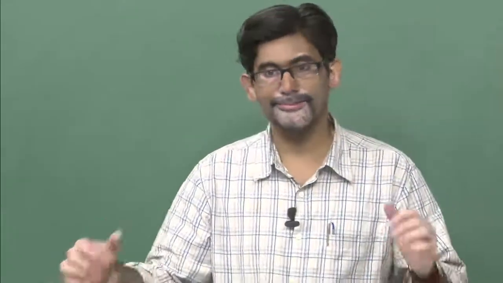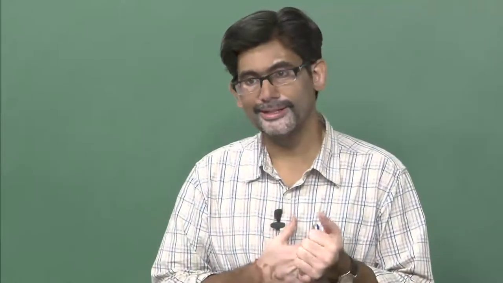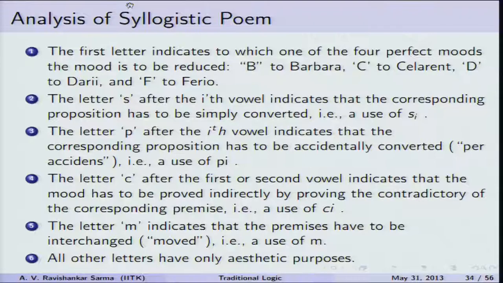It is like the reductio ad absurdum method. If you are asked to prove something, first you take the negation of the conclusion and then show that some contradiction arises out of it. If the contradiction arises, then the negation of the conclusion is false, that means the conclusion has to be correct. This is the method we use in mathematics, reductio ad absurdum. This is what we do when you come across letter C after a vowel, not in the beginning.